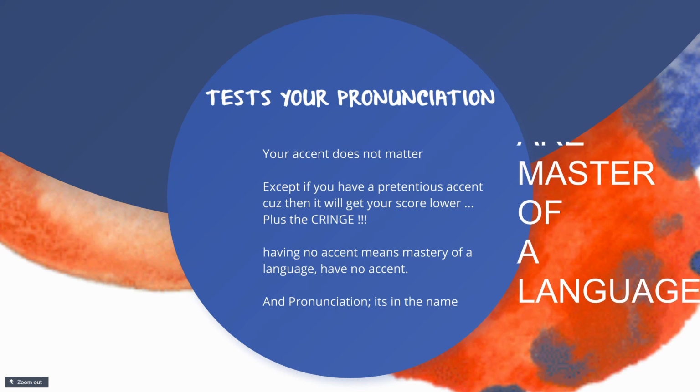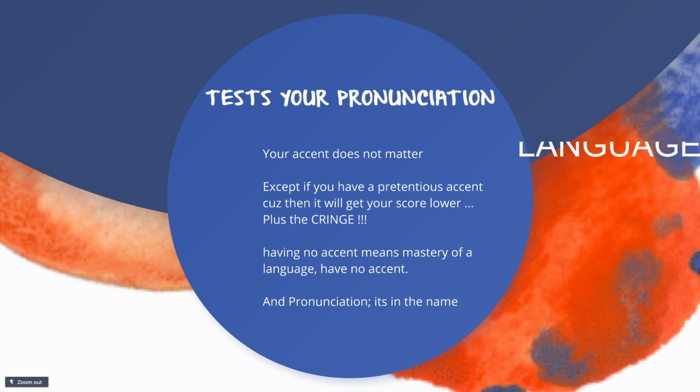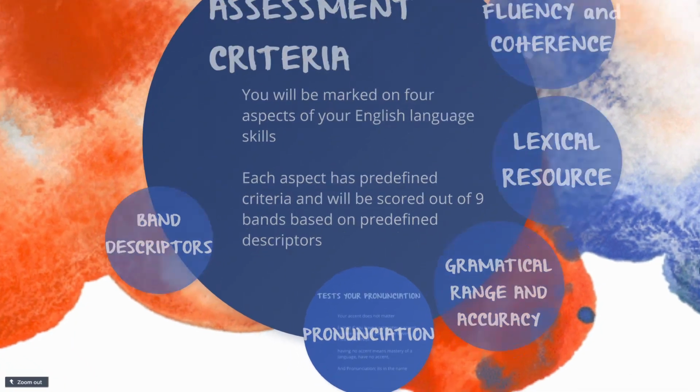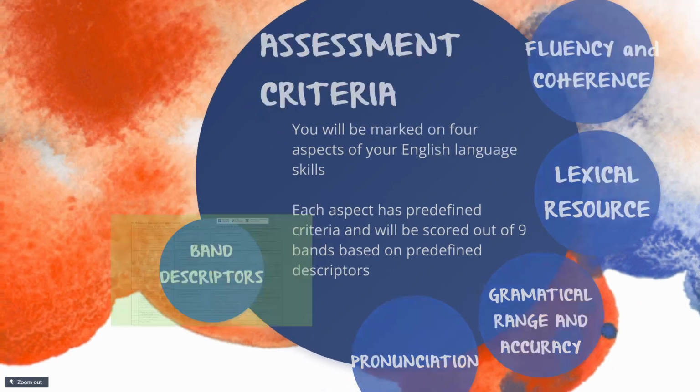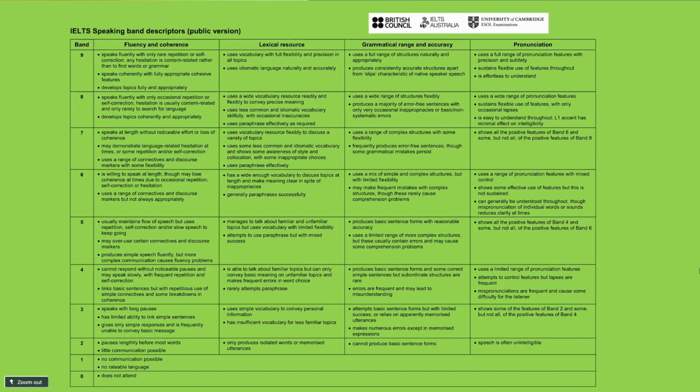Having no accent would have gotten you a higher score if accent did matter in the IELTS exam, but pronunciation is all that matters, so keep your head clear of any accents and focus on the pronunciation. Hence the name of the descriptor, pronunciation. The four aspects of your English skills that will be tested and ranked in bands are described in this document published by the IELTS, called IELTS Speaking Band Descriptors. Now, this is the public version and you cannot have the private version, which is meant only for the examiners.